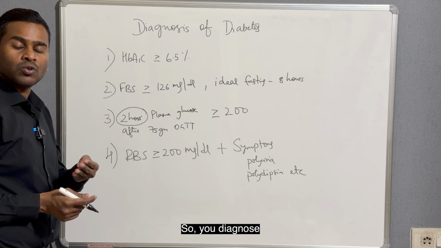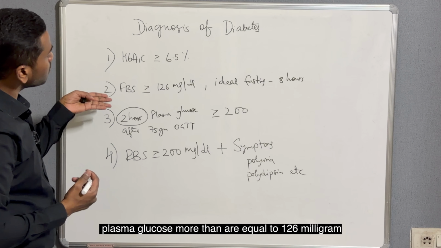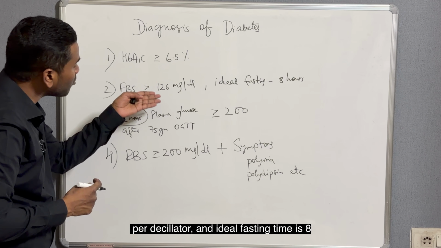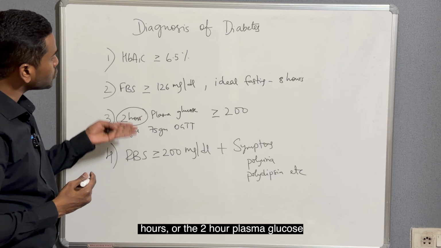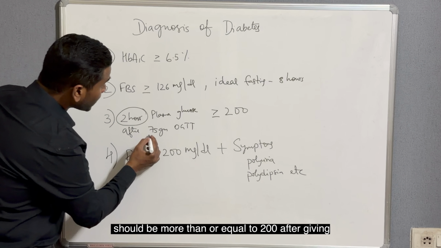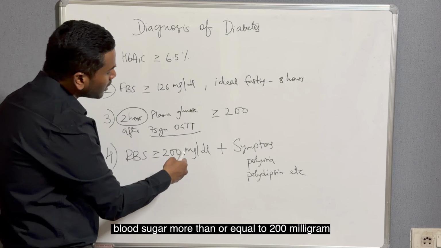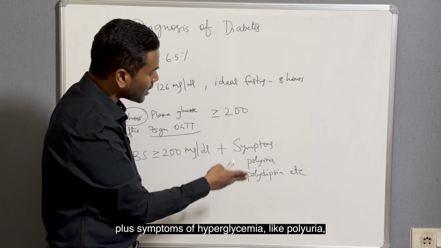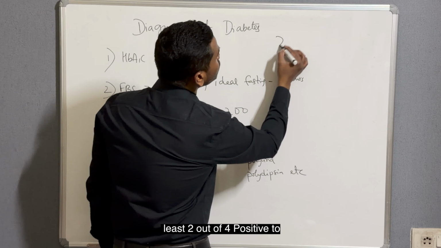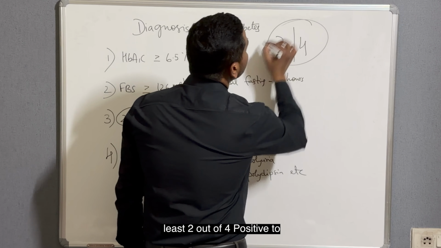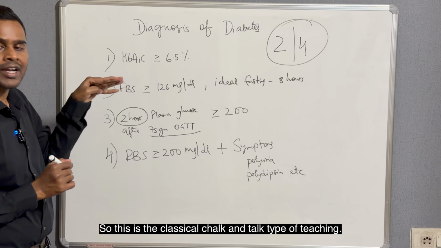So, you diagnose a patient with diabetes when HbA1c is more than or equal to 6.5 percentage or fasting plasma glucose more than or equal to 126 milligram per deciliter and ideal fasting time is 8 hours, or the 2-hour plasma glucose should be more than or equal to 200 after giving 75-gram OGTT, or random blood sugar more than or equal to 200 milligram per deciliter plus symptoms of hyperglycemia like polyuria, polydipsia, etc. Out of these four, you need at least 2 out of 4 positive to call it as diabetes. So, this is the classical chalk and talk type of teaching.